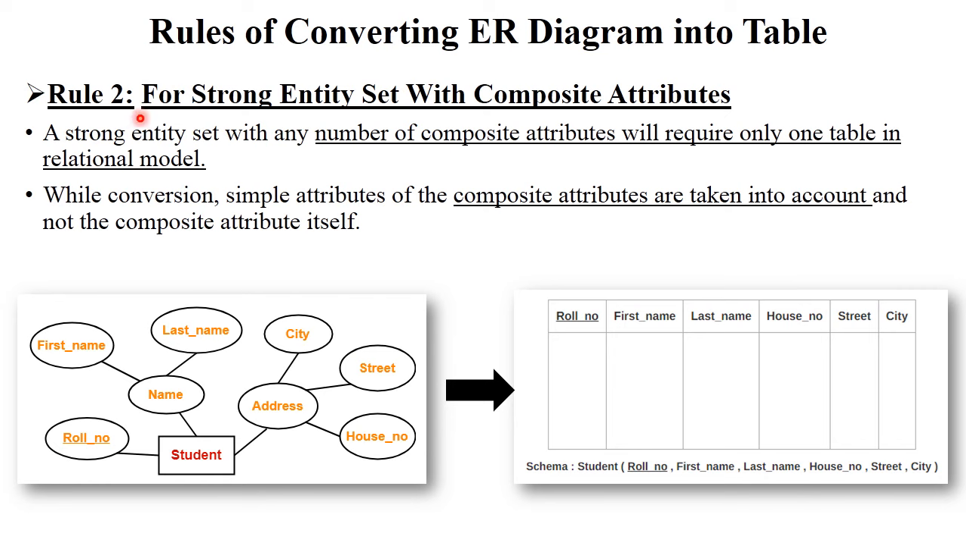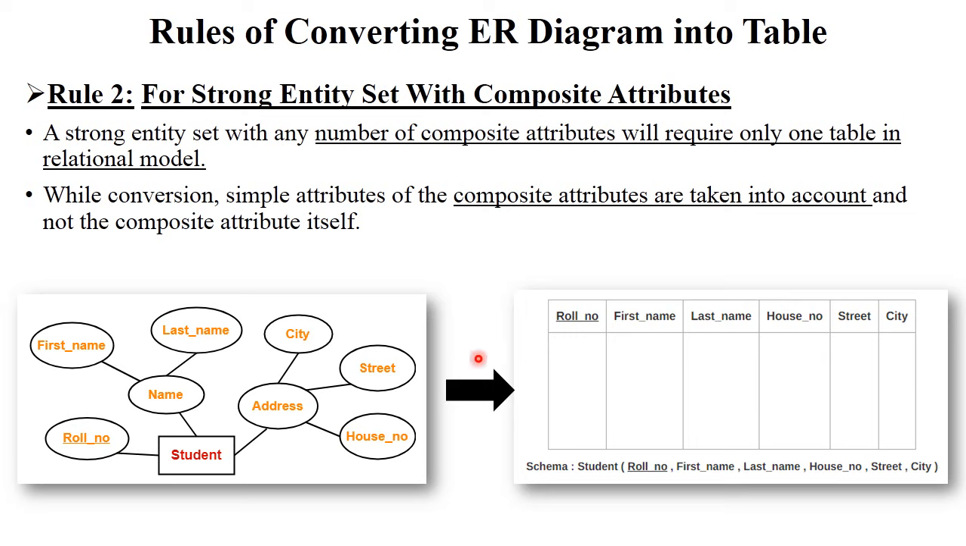The second rule is, suppose in your ER diagram a strong entity set is present with composite attributes. What are composite attributes? See here. Student is the entity, with roll number, name, address. These 3 are simple attributes. But the name attribute is again divided into 2 attributes, first name and last name. These subdivided attributes are called composite attributes. Suppose composite attributes are mentioned in your ER diagram, then how is it converted into a table?